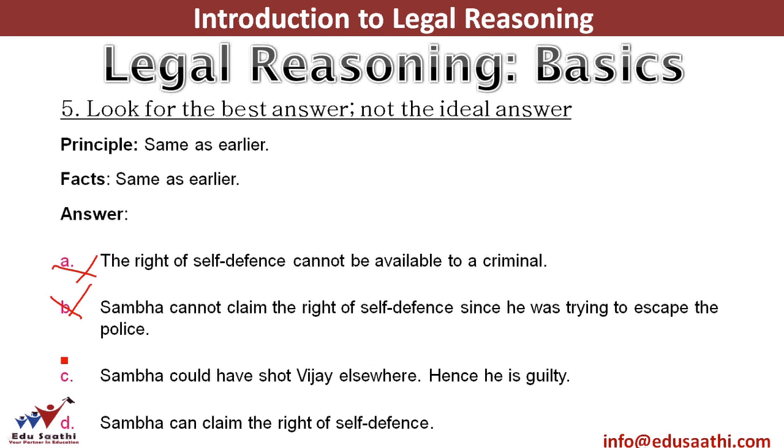Samba could have shot Vijay elsewhere, hence he is guilty. Whenever the terms could have and should have appear, it's clear that something has happened and now we cannot pass judgment on the basis of what could have been done, what should have been done. So that answer actually strikes out on its own. A could-have option is not there because Vijay has already died.